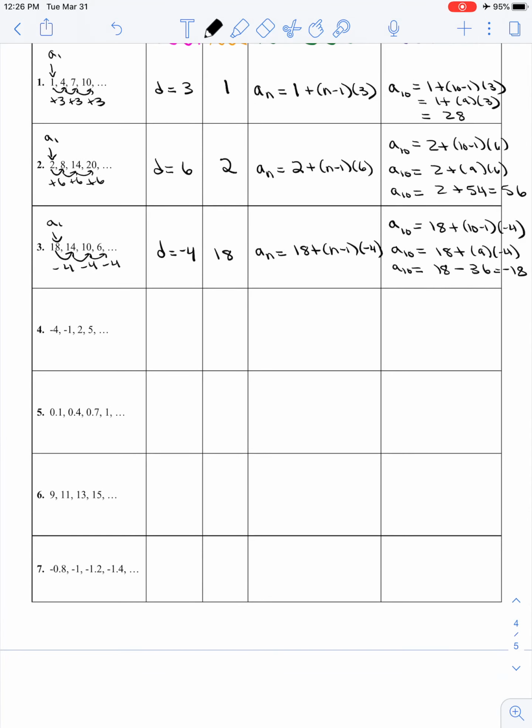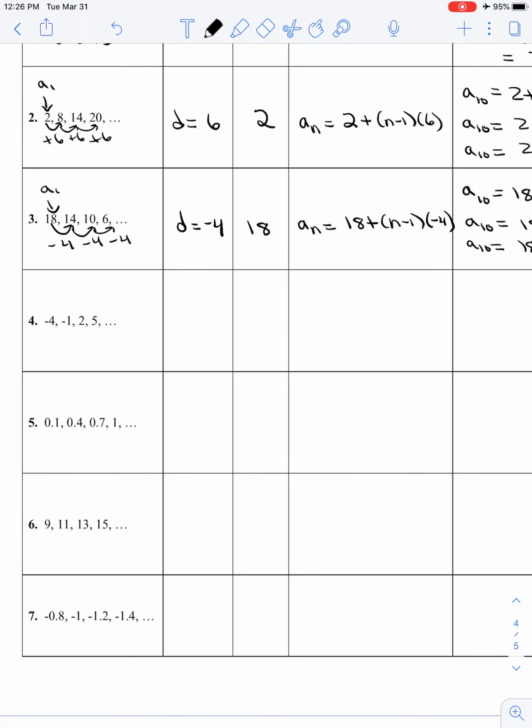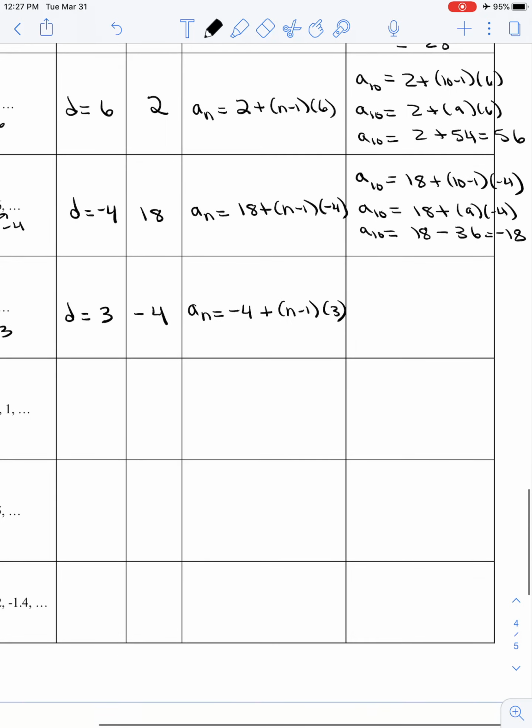Okay, let's take a look at number 4. So I want to think, what would I have to add to -4 to get to -1? So I would have to add 3. Same thing here. So my common difference is a 3. My first term value is a -4. And now I can write my equation. A sub n equals -4 plus n minus 1 times 3.